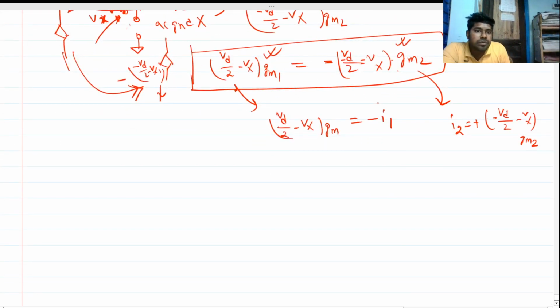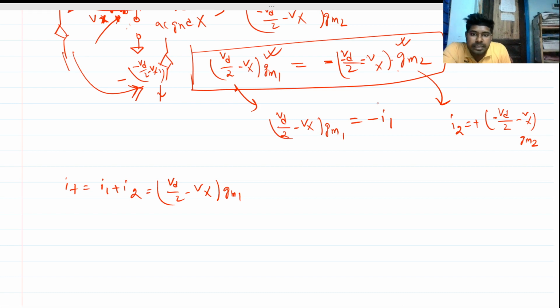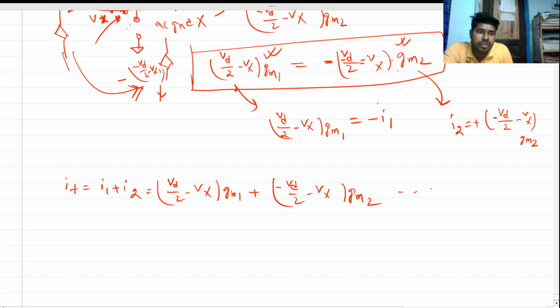Okay. Now if we add this, IT will be nothing but I1 plus I2. So this is our I2, right? I1 is nothing but Vd by 2 minus Vx times Gm1, and this will be nothing but minus Vd by 2 minus Vx times Gm2. So this is our equation number 2, and this was our equation number 1. So now we have to just replace the Vx value over here.